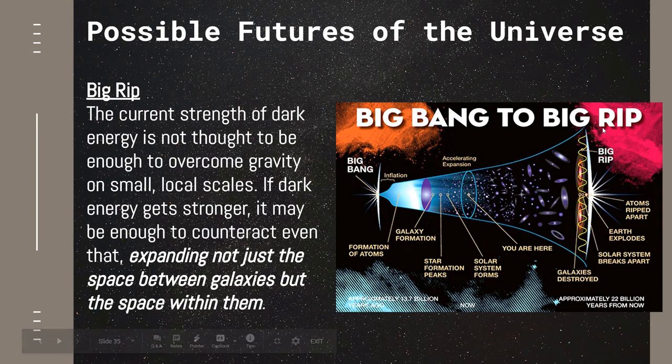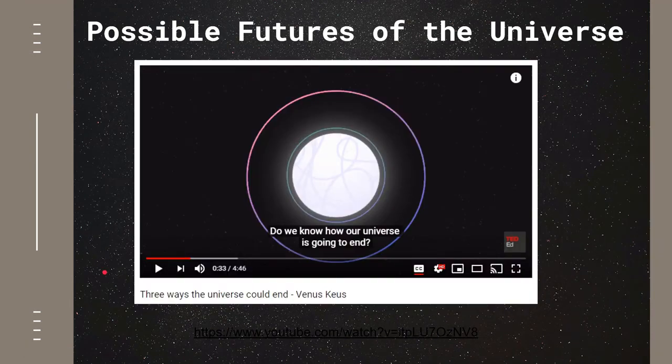So this illustration tries to show us what possibly could happen, starting from the Big Bang and then the inflation, then the creation of the galaxies, and then continuous expansion. And there will come a time that the atoms connecting the galaxies will just rip, and then it will tear apart, and everything will break apart. But do not worry, all of these possible futures could only happen approximately 22 billion years into the future.